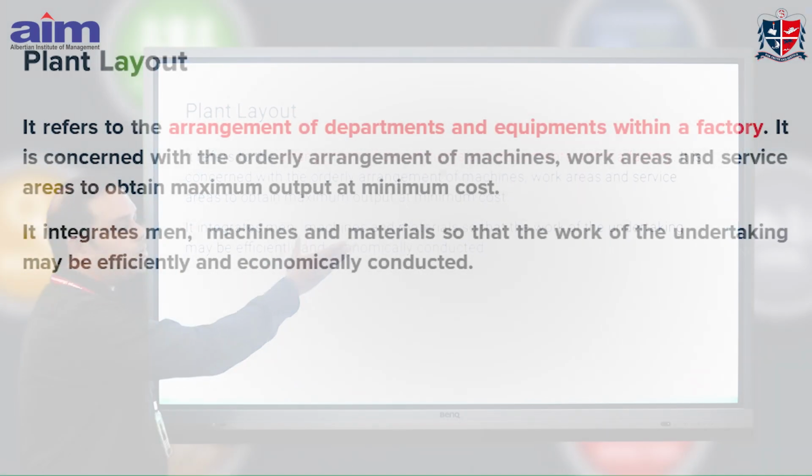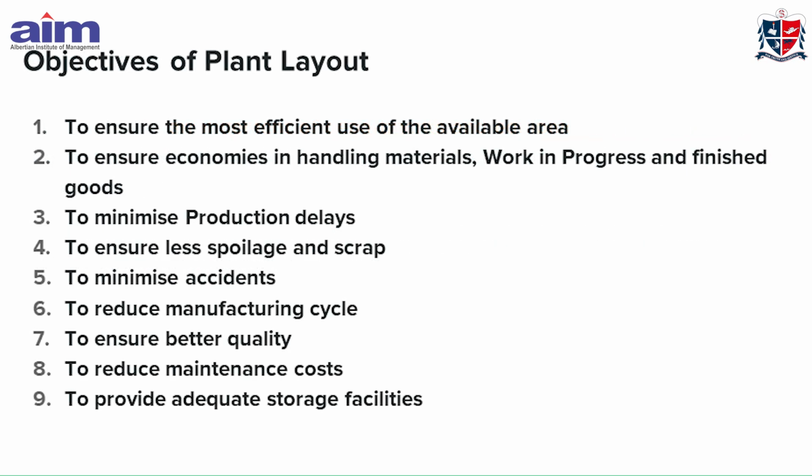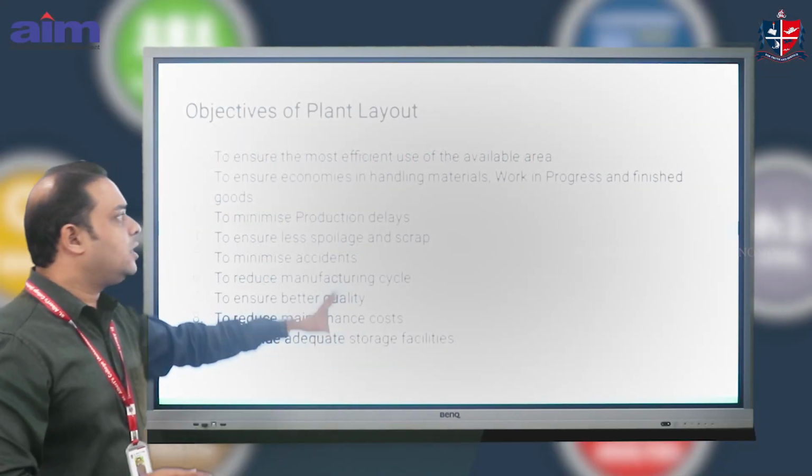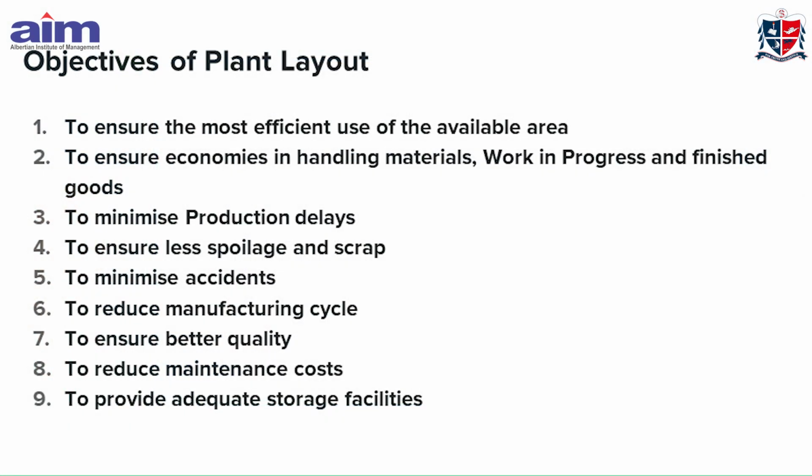Now if you look at the basic definition, it means how equipment and machinery are arranged in a single factory. Now, moving on to objectives of plant layout, you have different objectives. The basic objective is to ensure a smooth production run, and these are some of the objectives listed here. The first one is the efficient use of materials or the space that is there in the factory. The second one is how to minimize the material handling costs and other costs. Then you have minimize production delays, to ensure less spoilage, to minimize accidents, to ensure better quality. So these are some objectives of the plant layout.